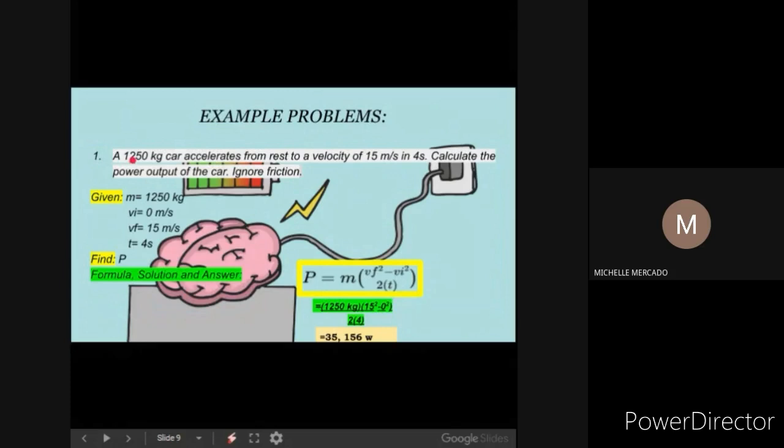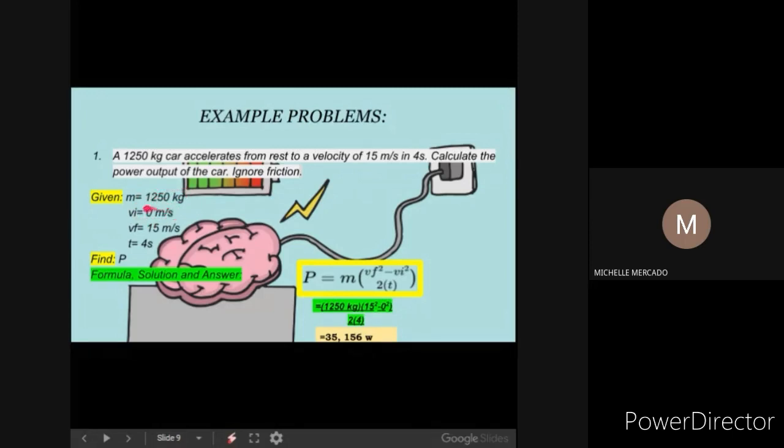A 1,250 kilogram car accelerates from rest to a velocity of 15 meter per second in 4 seconds. Calculate the power output of the car. So, ignore the friction. So, again, we're going to analyze the problem to identify the given for us to easily solve or easily identify the power output of the car. So, again, ang given po natin, mass is 1,250 kilogram.